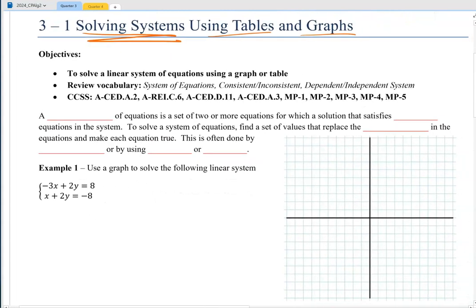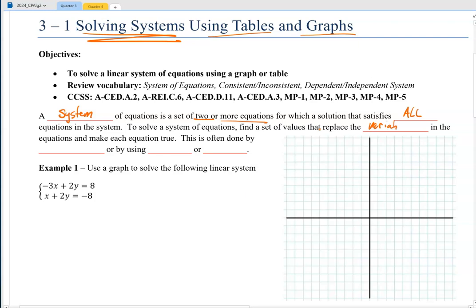So as a reminder, a system of equations is a set of two or more equations for which a solution satisfies all of the equations in the system. That is, if we can find a coordinate that satisfies one equation, that same coordinate will satisfy the others as well. To solve a system of equations, we generally find a set of values that replace the variables.